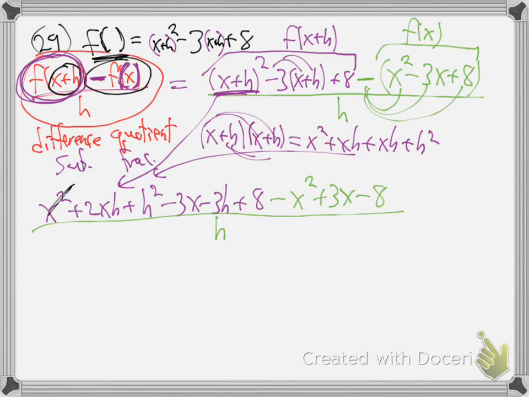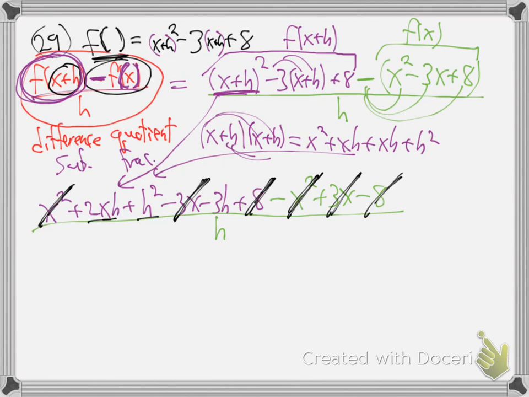So, for example, x squared, he better drop out. He doesn't have an h, he better cancel, doesn't he? Yep, there he is, he cancels. Now, 2xh has an h, he'll stay. h squared has an h, he'll stay. 3x, he better go away. He doesn't have an h, does he? Yep, he's gone. The 8, he doesn't have an h. Yep, he's gone. See how all the non-h terms dropped out? It's a good double check that you didn't mess up a sign or anything.